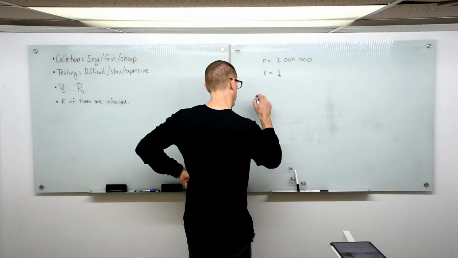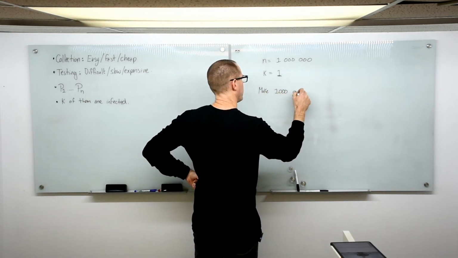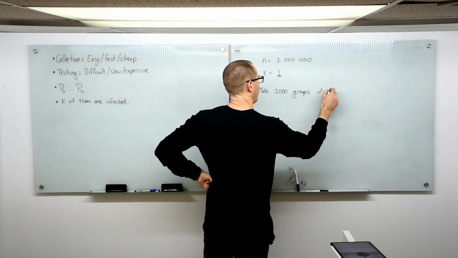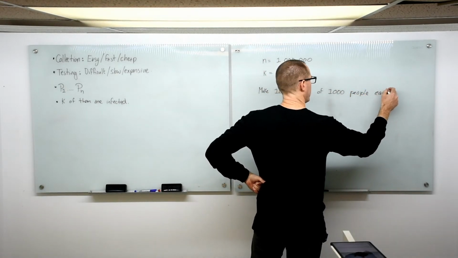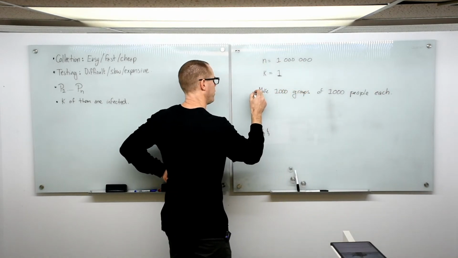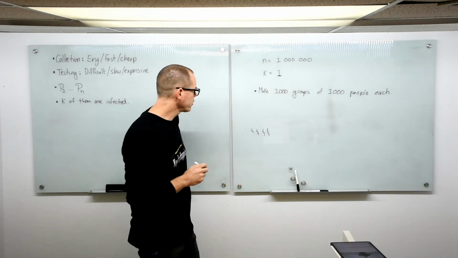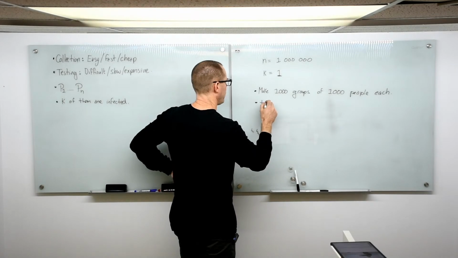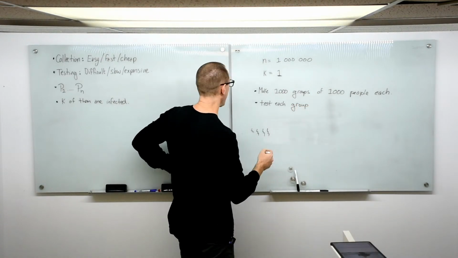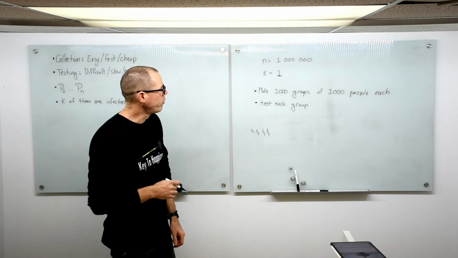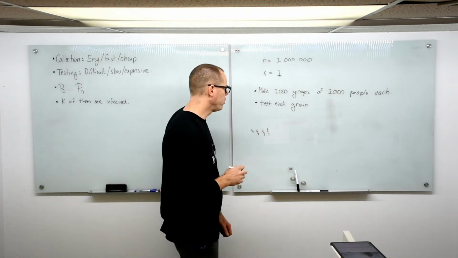So let's take 1,000 groups of 1,000 people each. That's 1 million people, right? 1,000 groups of 1,000 people, that makes 1 million people. Test each group. So that means you still have to collect 1 million samples. So you have to collect a sample from each person, but maybe each person can collect their own sample and just mail it in. So you test each group.